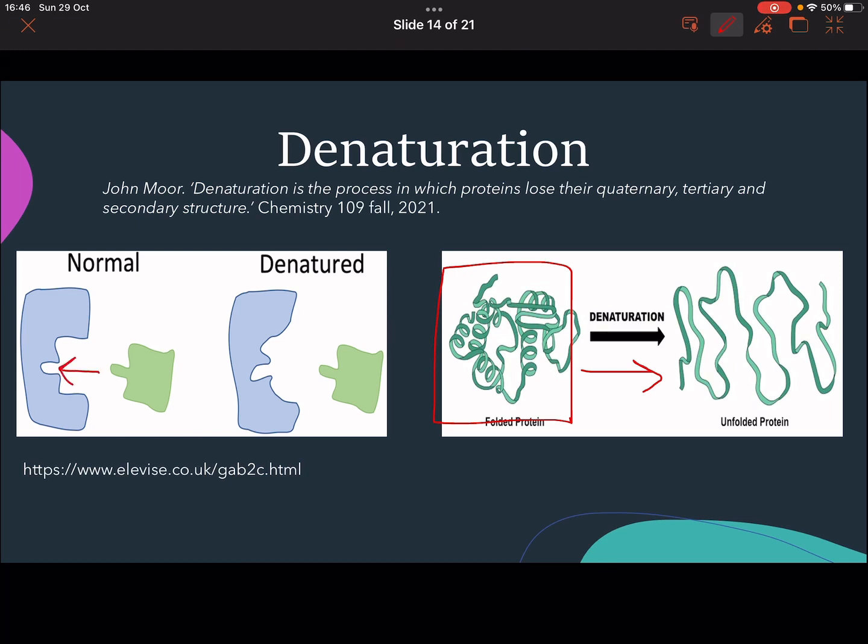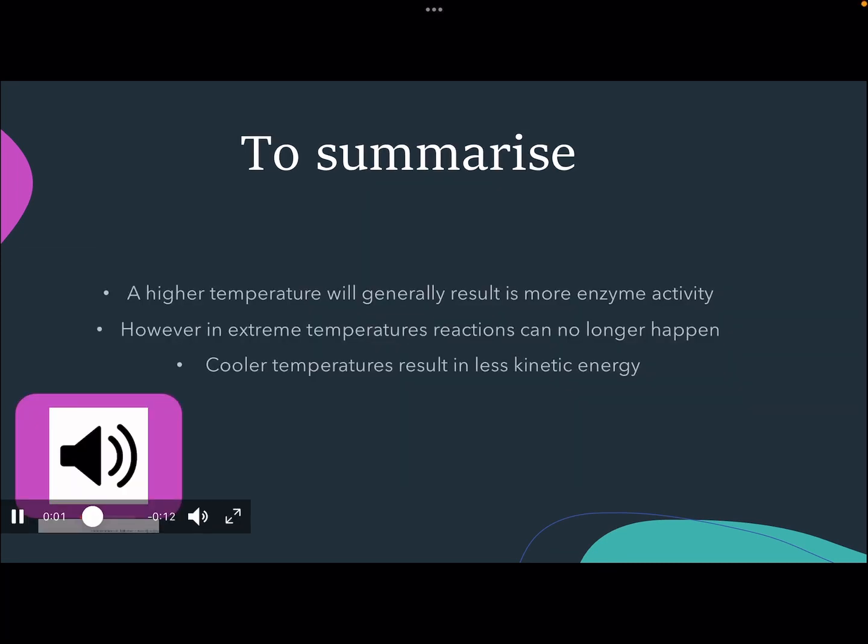Before, our active site would have looked like this, but after denaturation it will change and the substrate can no longer bind in the same way. This is going to slow reaction rates down. Our key points are that in higher temperatures we generally see more reaction activity, but beyond a certain point denaturation will happen, slowing rates down, and in cooler temperatures there is less kinetic energy and therefore less reaction activity.